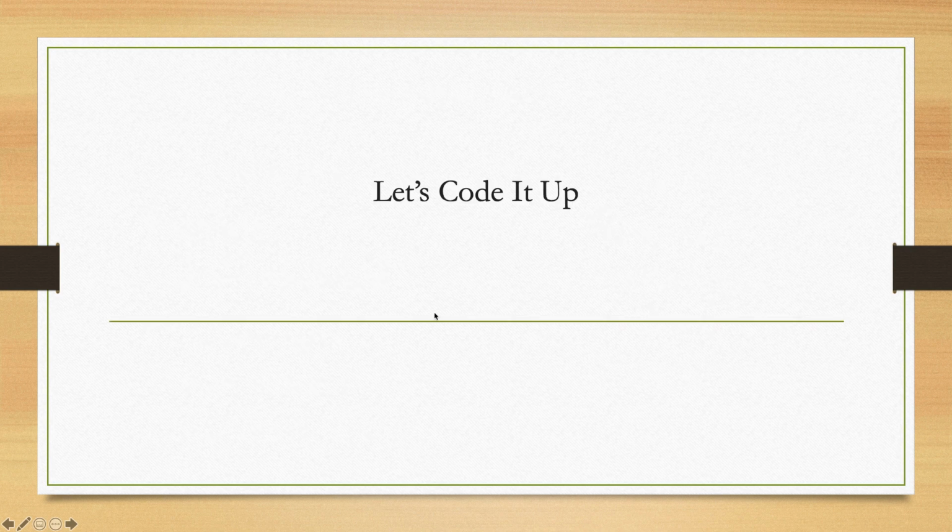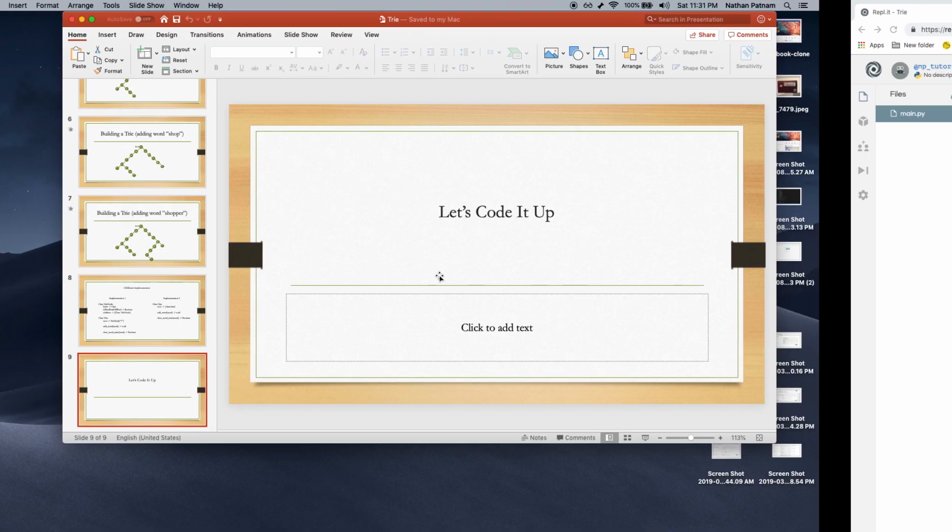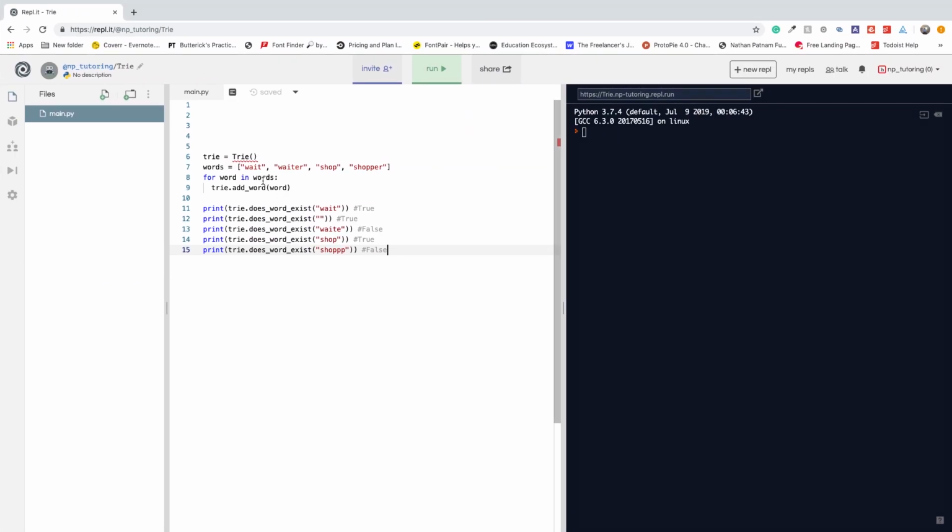So now let's talk about how we can code it up. I'm going to move over to REPL real quick. Here we have our example up here where basically I want to be able to create a trie. And then I want to have a list of words where I go through each word and add it to my trie. And then at the very end, here are a couple of unit tests I have where I check to see if the words exist. Wait, since we're adding it from words would exist.